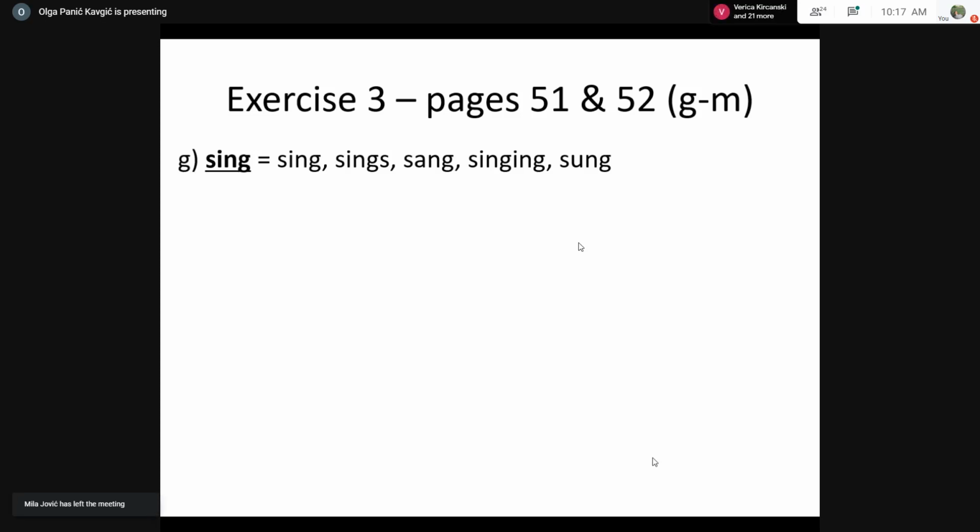So what happens with singe? What do you think? I guess the base form is singe. Then singes. Yes. Singed. Yes, it's regular. And singeing.